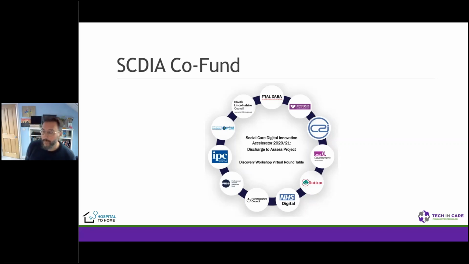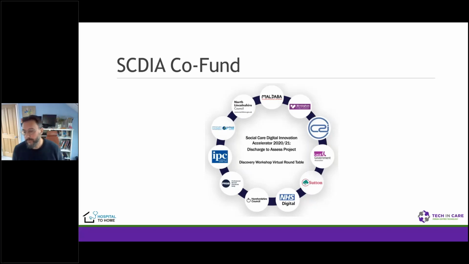So my company Maldaba was chosen as the software delivery partner for this project, and we had 7 months to work with 5 local authorities plus their NHS Trust partners, as well as other partners involved in D2A, such as transport and independent care providers.